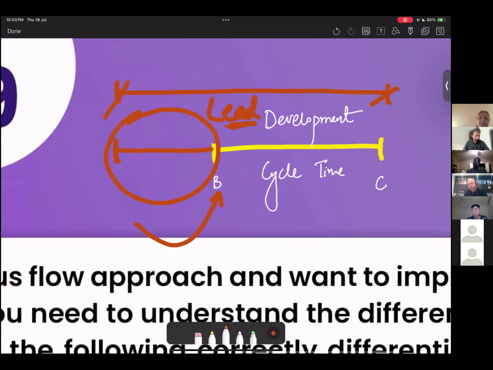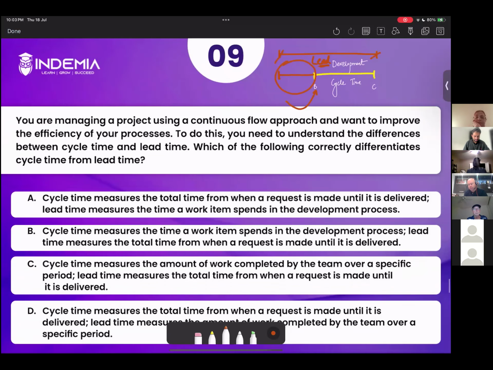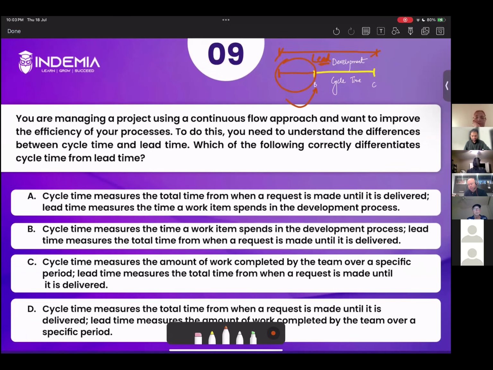So if we read it again, question number 9, correct answer is option B. Cycle time measures the time a work item spends in the development process. So that is your cycle time. And lead time measures the total time from when a request is made until it is delivered. So development time is cycle time, and the total time is lead time. So lead time is longer as compared to cycle time. So correct answer is option B.